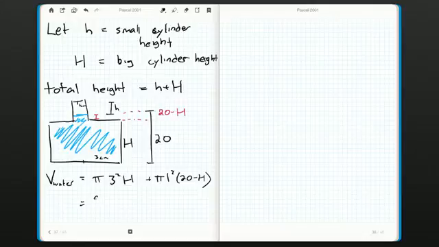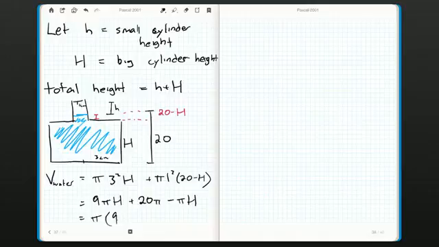So I get 9 pi h plus 20 pi minus pi h. So I can take out a pi here, because I think a lot of my formulas are going to have pi, and I'll get 9h minus h, so that's just 8h plus 20.